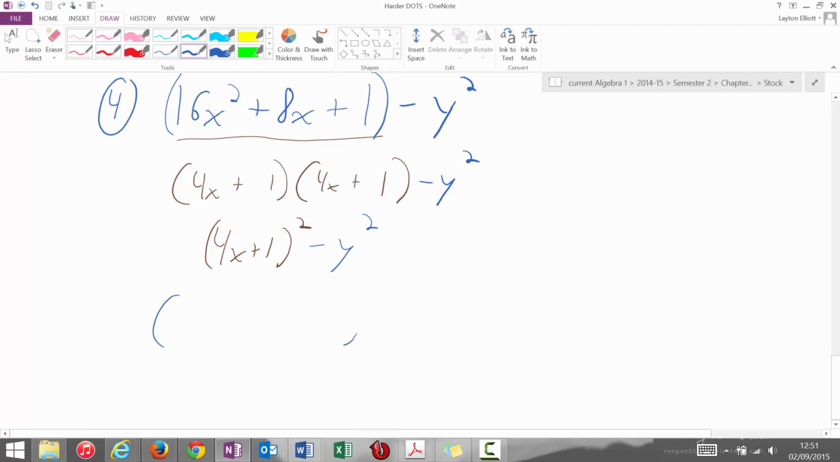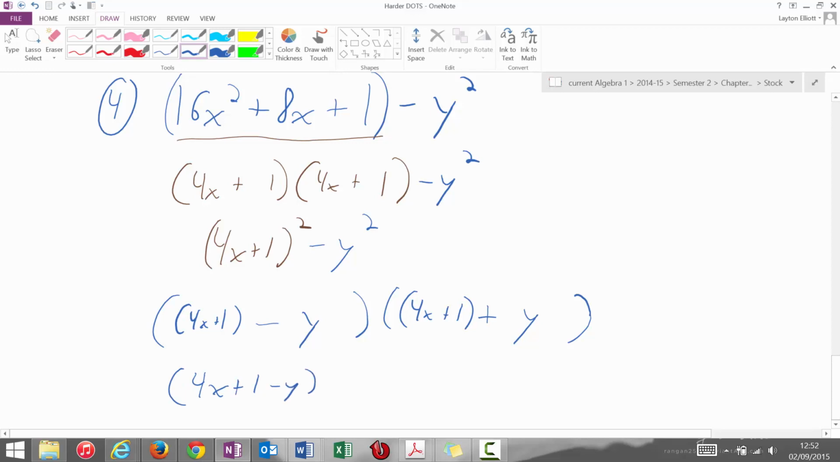And that factors into a binomial with a minus in the middle and a binomial with a plus in the middle, two conjugates. The first becomes a 4x + 1, and then the second one becomes a y and a y. We'll still do that same cleanup step where I remove the inner parentheses: 4x + 1 − y, and 4x + 1 + y, and that is done.